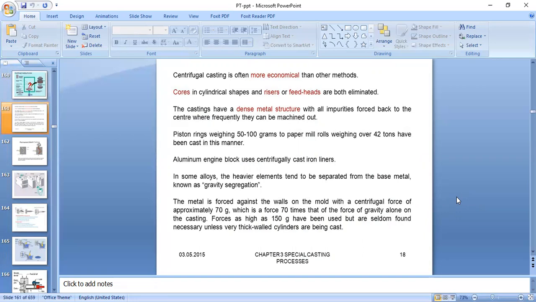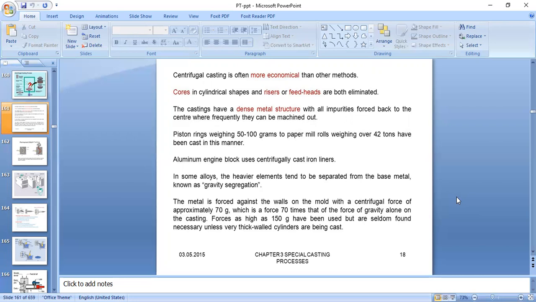The casting has a dense metal structure with all impurities forced back to the center, where they can be machined out. Piston rings weighing 50 to 100 grams up to paper mill rolls weighing over 42 tons have been cast in this manner. Aluminum engine blocks use centrifugally cast iron liners. In some alloys, the heavier elements tend to be separated from the base metal, known as gravity separation.